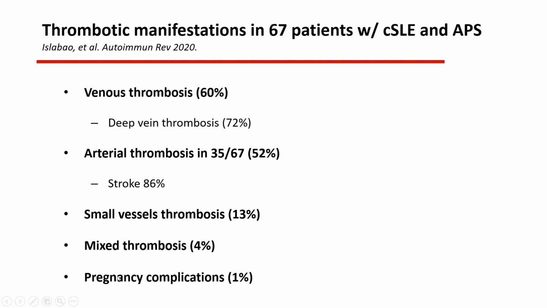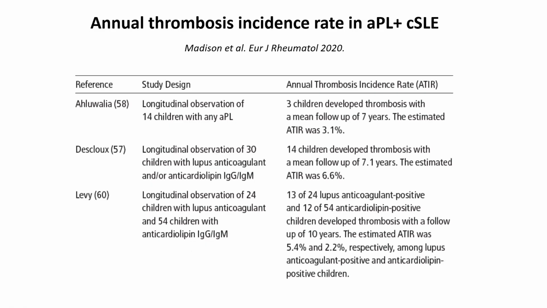And to my knowledge, the Brazilian study is the only study that reported also pregnancy complications. There was one patient that had a pregnancy complication, which is one of the most common manifestations in adult patients with antiphospholipid syndrome. Definitely in teenage patients or in young adult patients, we need to be aware also of pregnancy complications.